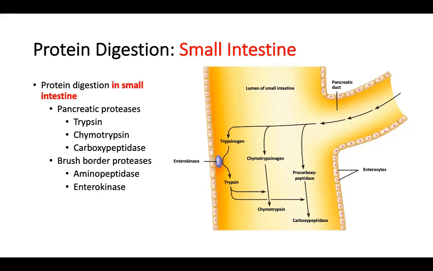So chymotrypsinogen can be activated to chymotrypsin, procarboxypeptidase can be activated to carboxypeptidase. And then all three of those can start breaking down proteins into amino acids in order to get them absorbed across the epithelial membrane. Okay, so several different players here.